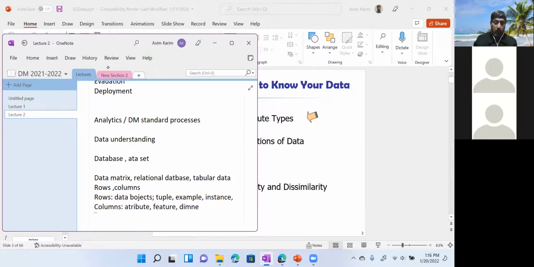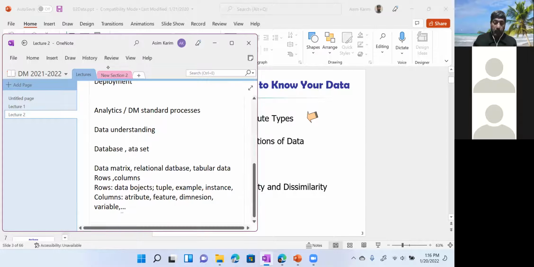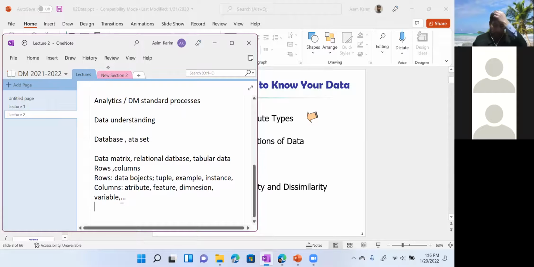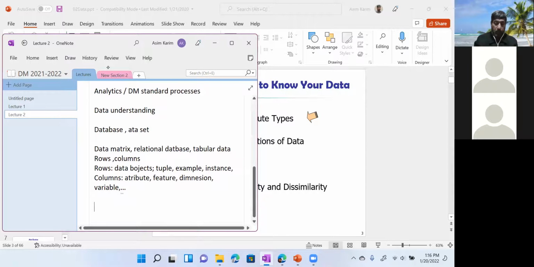Sometimes we also use the word dimension. Sometimes in the pure statistics community, they also call it variable because this is a variable that varies across all the data objects. There might be other names as well. All right. So at the end of the day, you might have n rows and m columns.